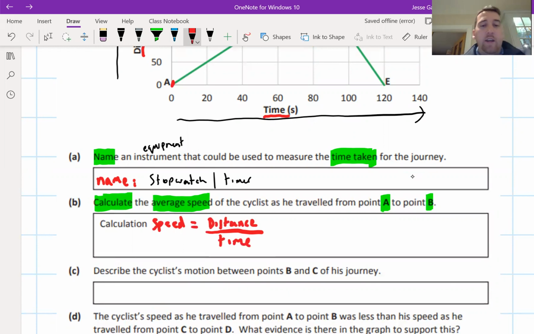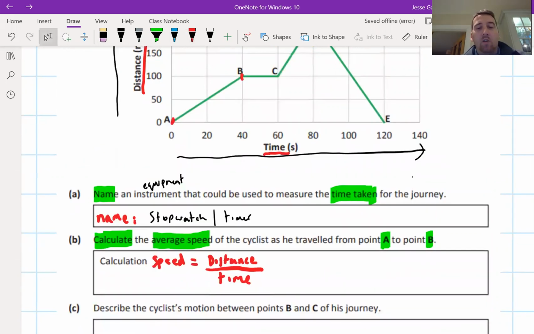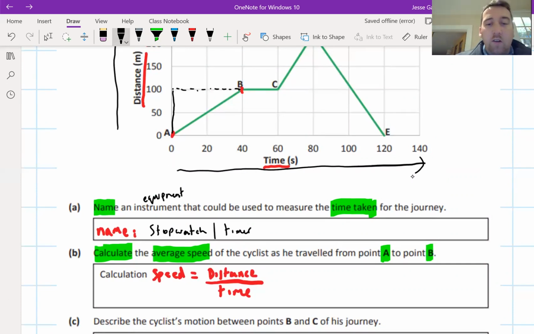So what we need to do is calculate the distance that they travel between A and B and how much time that took. You guys should be well able to do this now. Pause the video and finish this off. Okay, so the distance that we did is we went from 0 up to, well, what's the distance at B? The distance at B is 100. We went from 0 up to 100, and that's meters. So it's 100 meters.